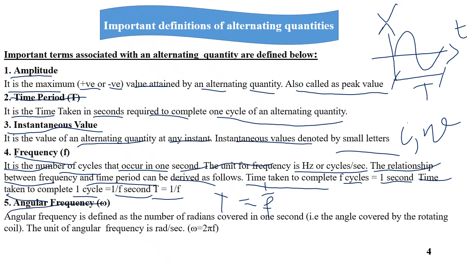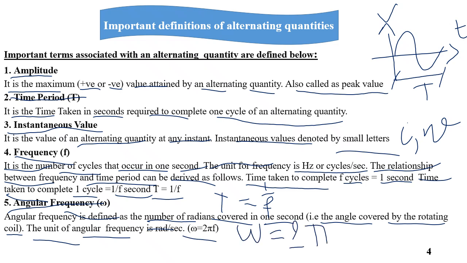The fifth term or definition is angular frequency, omega. The angular frequency is defined as the number of radians covered in 1 second, the angle covered by the rotating coil. The unit of angular frequency is radians per second, where omega equals 2 times pi times f. This is the speed, or the angle covered by the waveform in 1 second, or the angle covered by the rotating coil in 1 second.